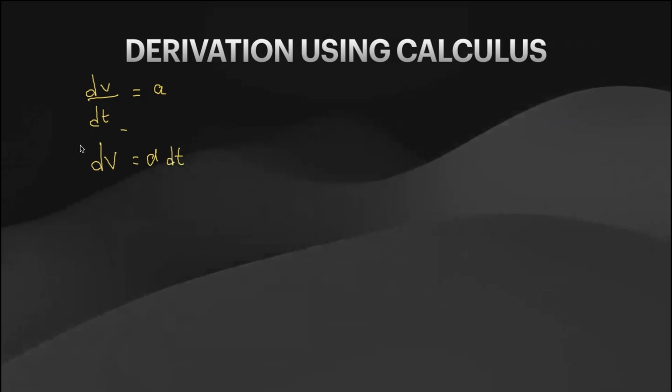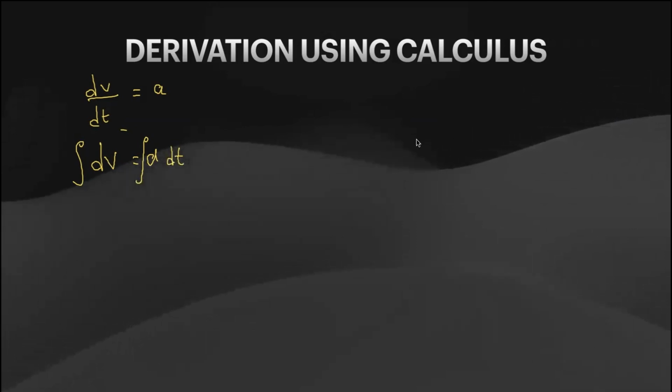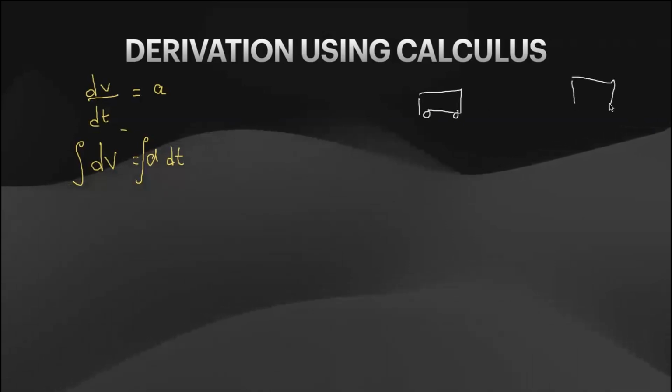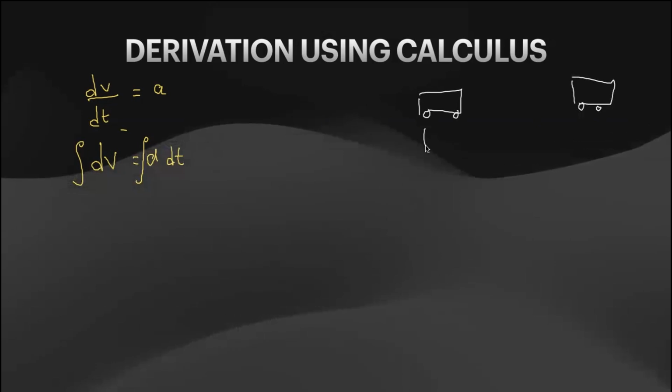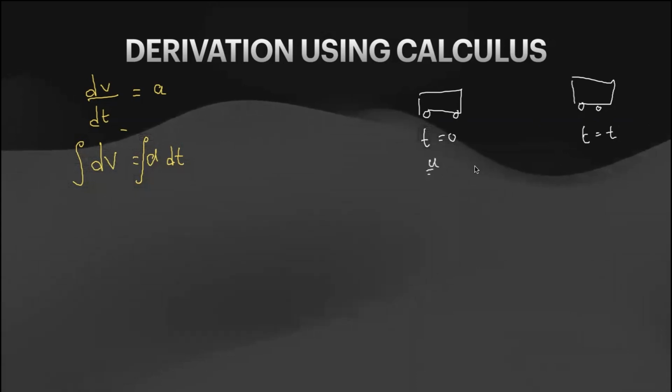Now what I will do is integrate both sides. Now, very important is the limits. Assume you have a car, starting at time t equal to 0, till some time t. At time t equal to 0, the car has some velocity, which is u, and at time t equal to t, the car has some velocity v.